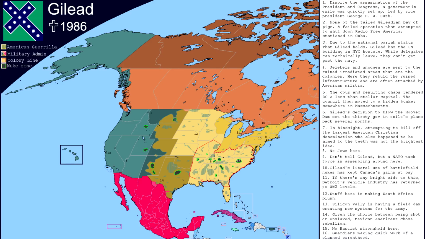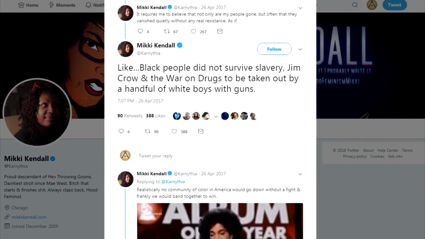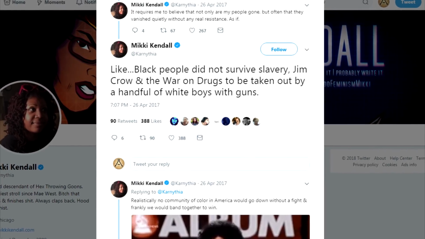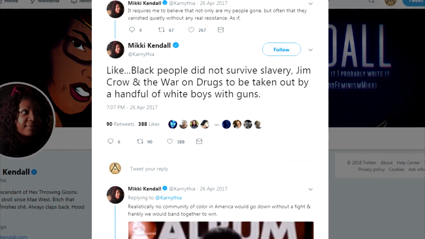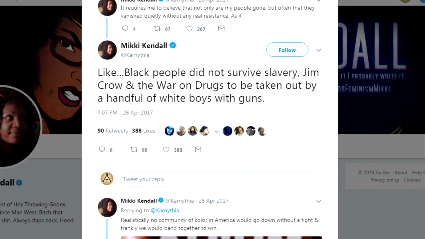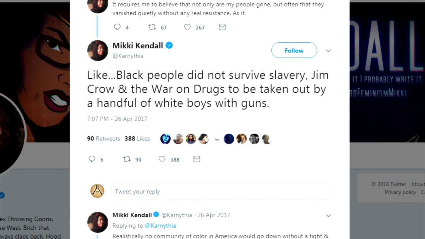Throughout the novel, we see several groups fighting back. Baptists are waging a guerrilla campaign throughout the South, Jews and Catholics are still practicing in secret, and there's an organized resistance called Mayday, which is working to bring Gilead down from the inside. Yet, according to Atwood's novel, it seems African Americans just meekly left for the Great Plains when told to do so, which seems implausible. As Mickey Kendall said on Twitter in 2017 about how blacks were described in The Handmaid's Tale, black people did not survive slavery, Jim Crow, and the war on drugs to be taken out by a handful of white boys with guns.